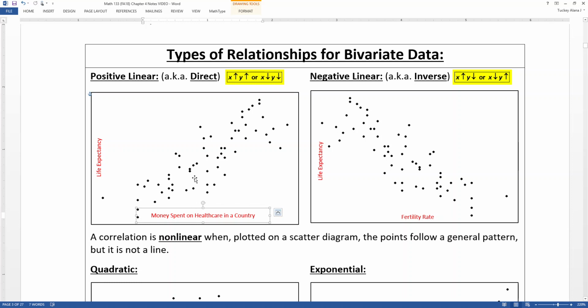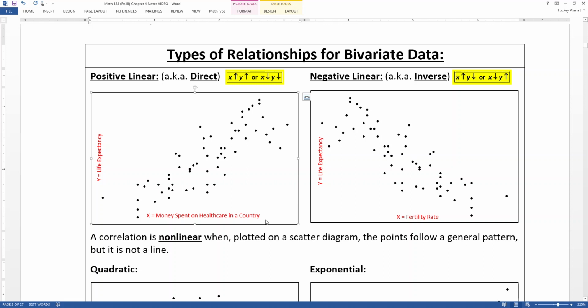But nevertheless, you can imagine that's an x variable that might have a positive relationship on life expectancy being the y, and fertility rate would have a negative relationship because as fertility rate gets higher, life expectancy is actually lower, because countries that have a high fertility rate tend to be poorer countries that don't spend a lot, for example, on infrastructure or healthcare.